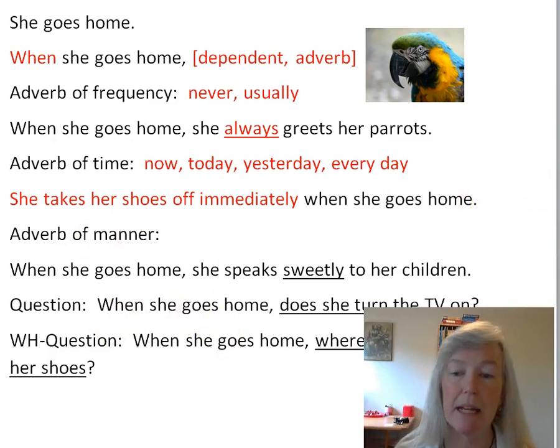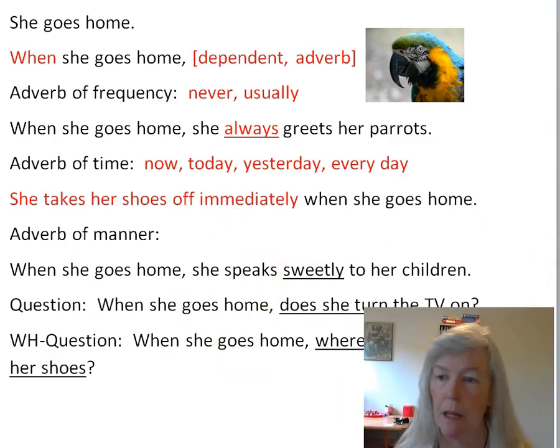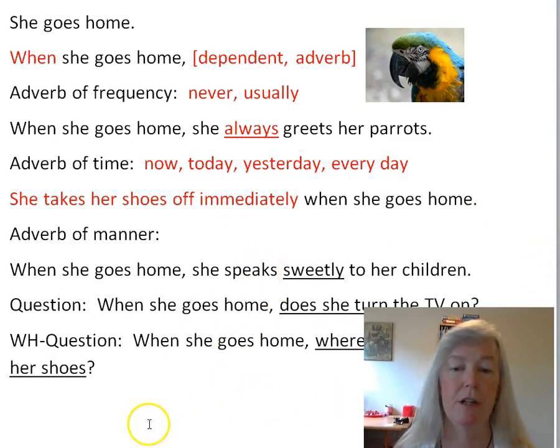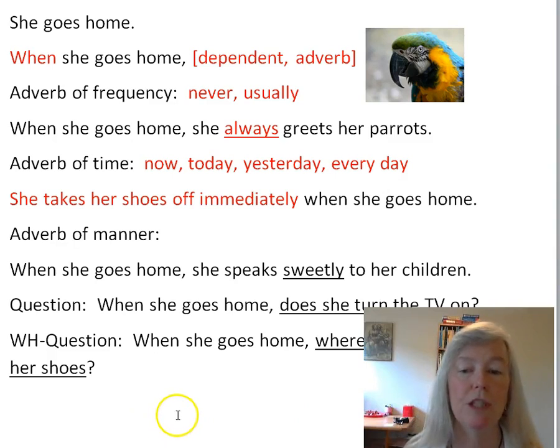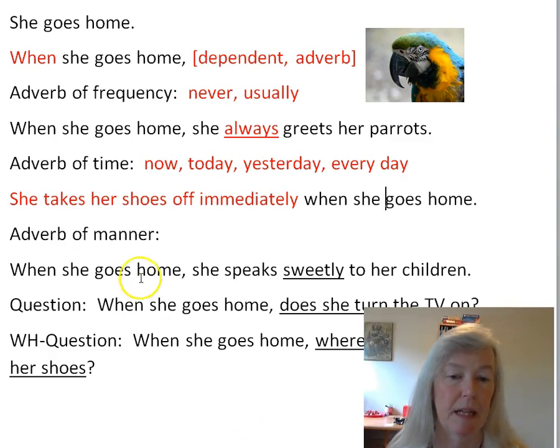An adverb of manner, same thing, goes in the middle here. An adverb of manner: when she goes home, she speaks sweetly to her children. When she goes home, that doesn't change. That clause is that clause. It doesn't even matter if the other clause is a question.